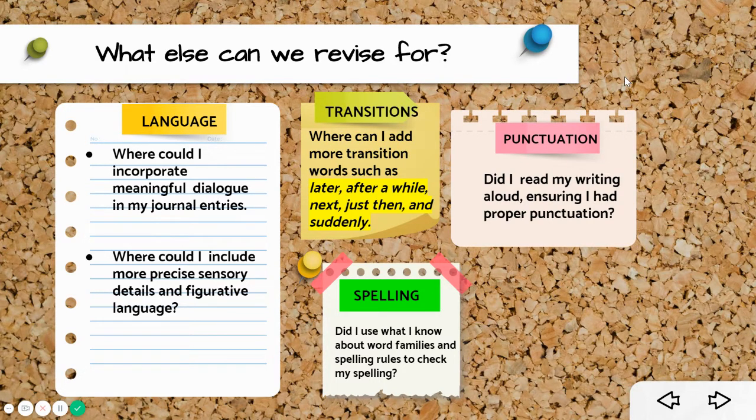So use today to go through your diary entries, look back and celebrate some things you've done really well and find some areas that you are going to improve on. Because remember, everyone, even professional authors, always go back and revise again and again. So see how you can do that, make those improvements today.